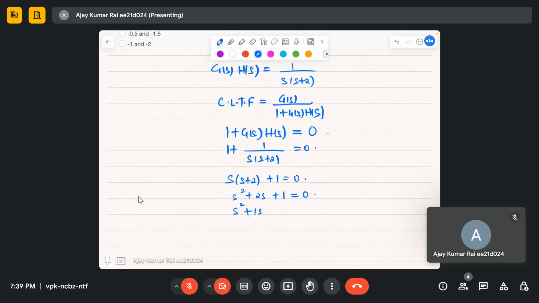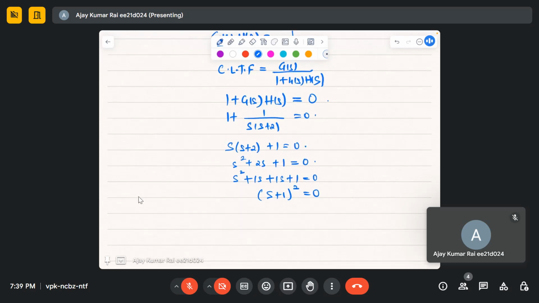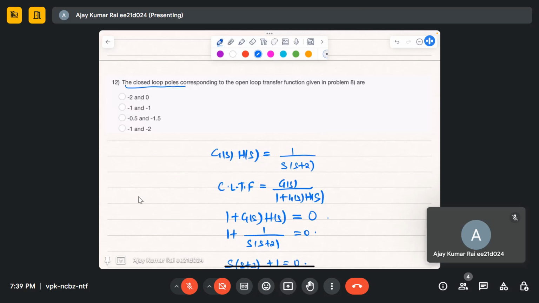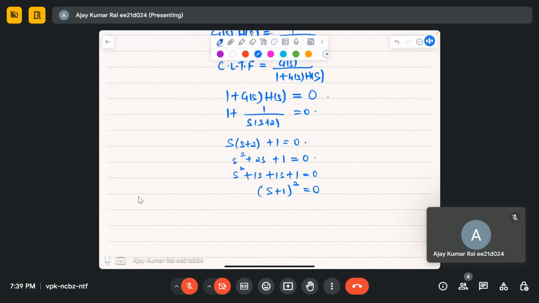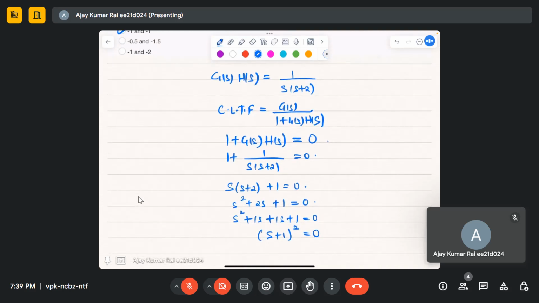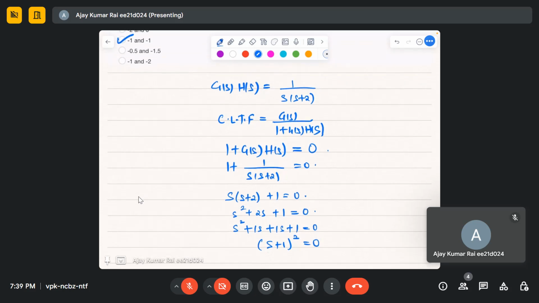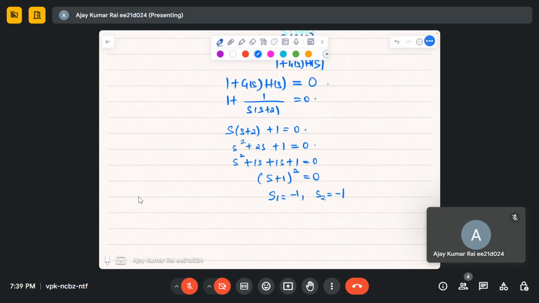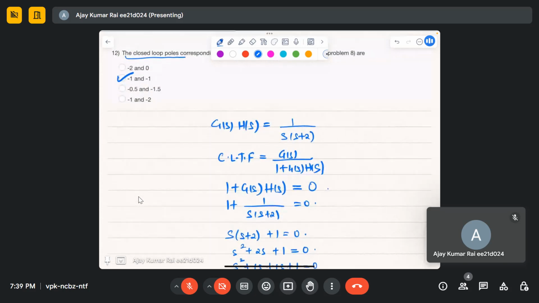So what you'll get if you write it in this form: both the roots are same in this case. Okay. So you're getting multiple roots at s equal to -1. So the second option is correct. You're getting two roots and both are at -1. So multiplicity in this case is 2, at s equal to -1. Both roots are same. I hope there is no doubt in this case.